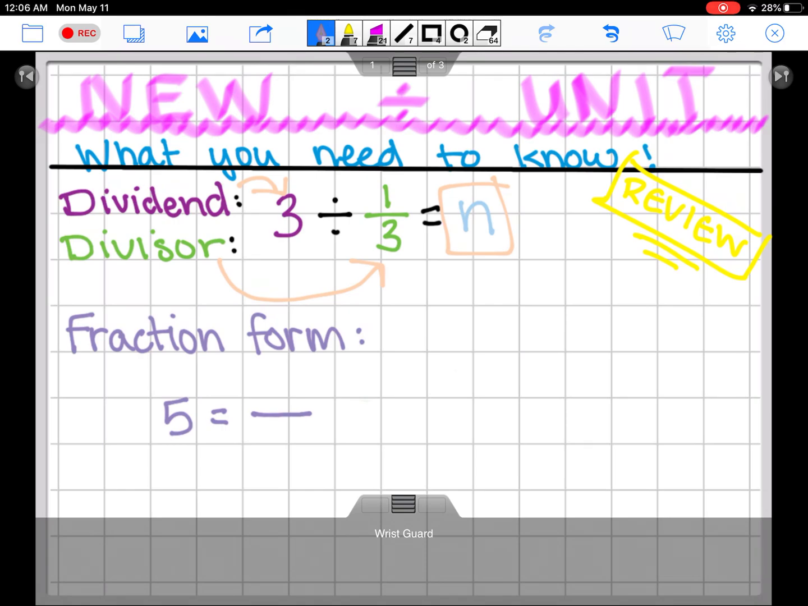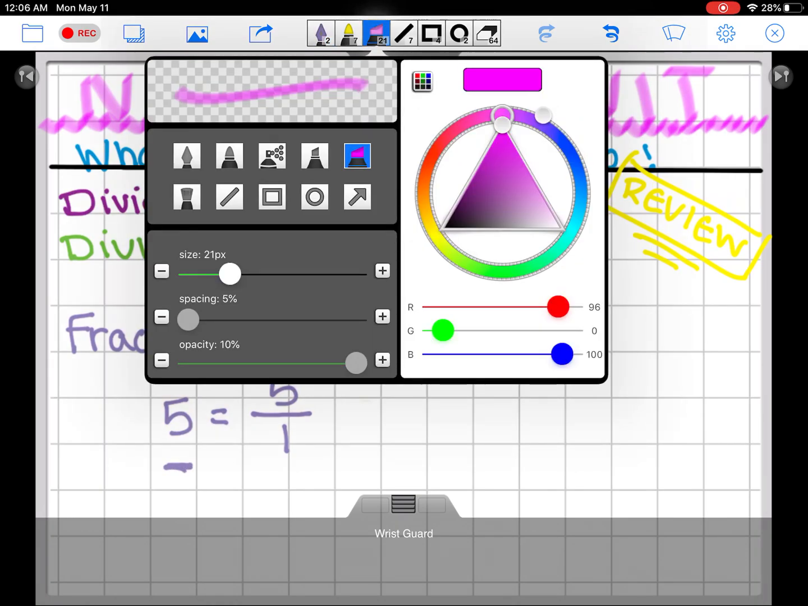So just to review, remember this is division, so you could think about 5 divided by what equals 5? 5 divided by 1 equals 5. So remember that any whole number can be written as a fraction over 1. All right, and anytime you have a fraction over 1, it's just equal to that original number. So just keep that in mind. That is going to be super important.